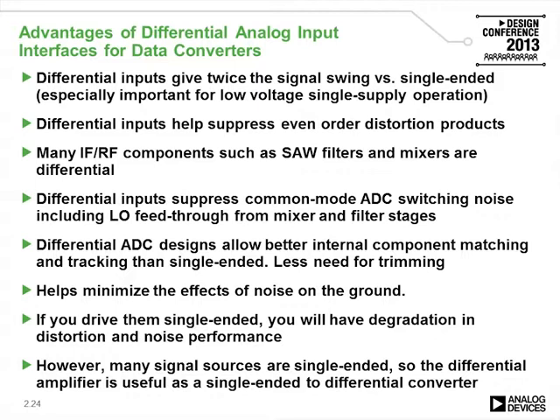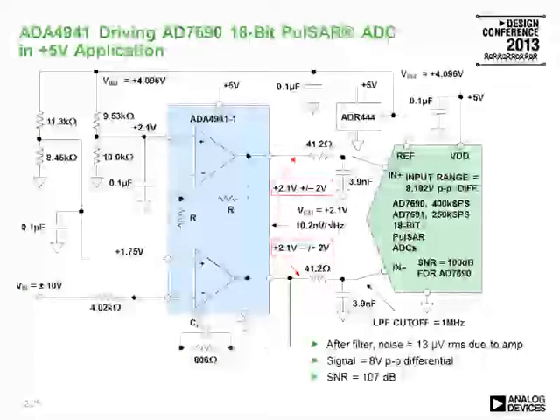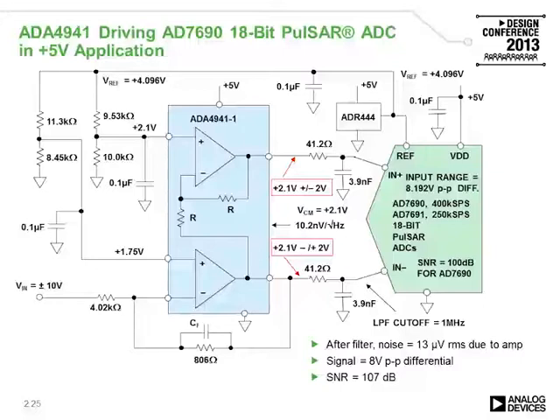Now, you can take a differential input and drive it single-endedly, but you'll get a slight degradation in performance because you've cut your signal level down by a factor of two, so you lose 1 bit, but you can still do it. So here we have an example of what it takes to drive an A to D converter. In this particular instance, we're talking about an 18-bit, 400 kilosample per second part.